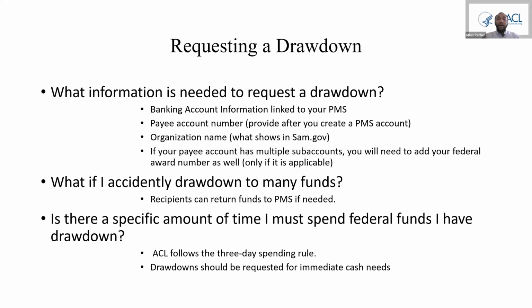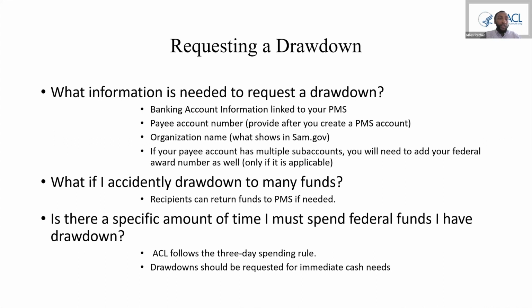Next, is there a specific amount of time I must spend federal funds I have drawn down? ACL follows the 3-day spending rule. The 3-day spending rule basically states that when you complete drawdowns, recipients should use them for immediate cash needs only. So the date when you draw down the funds and you get them, you should only hold them on your person for 3 days.